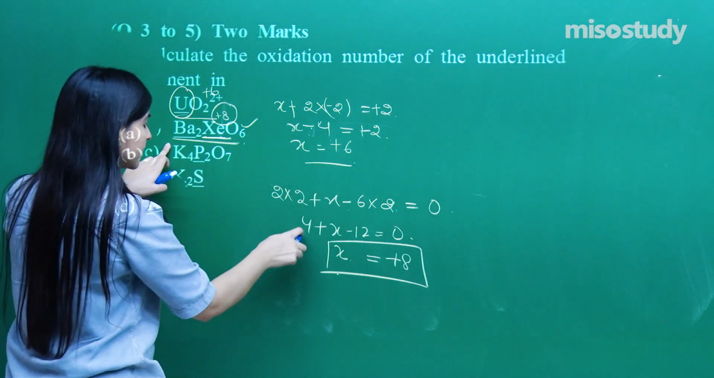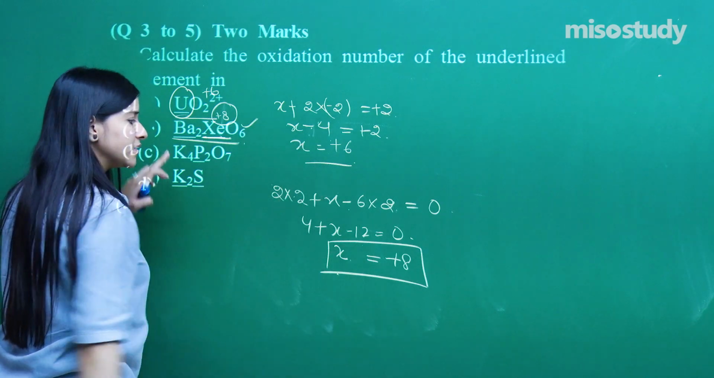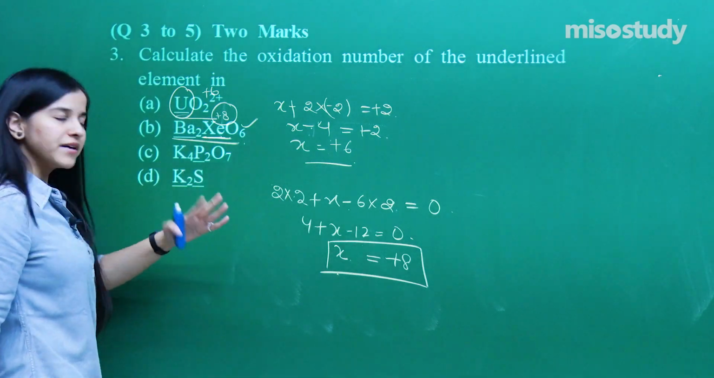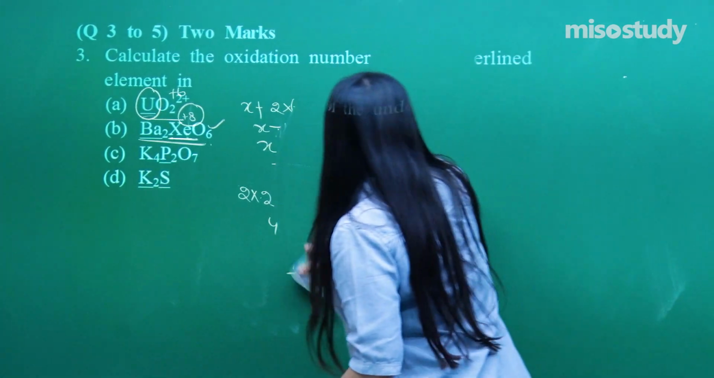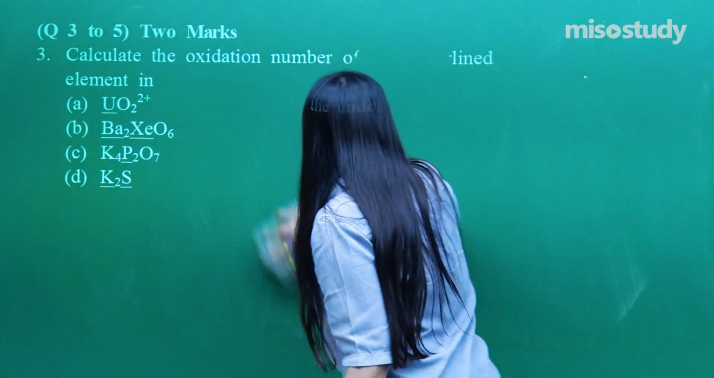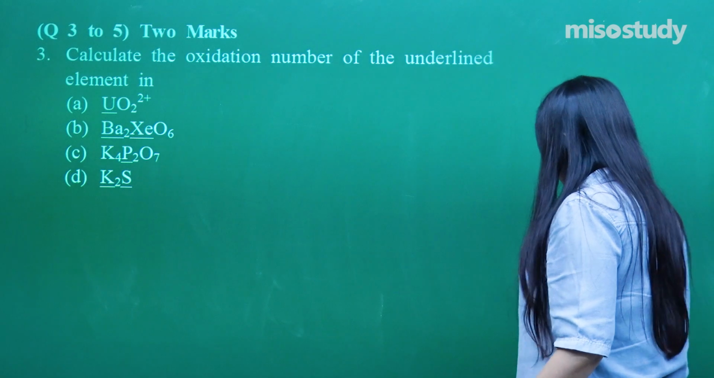Okay, let me just check. 2x, right. Done? Okay, so rest of them again very easy. You can very well do it on your own. Now let's move on to the next question.